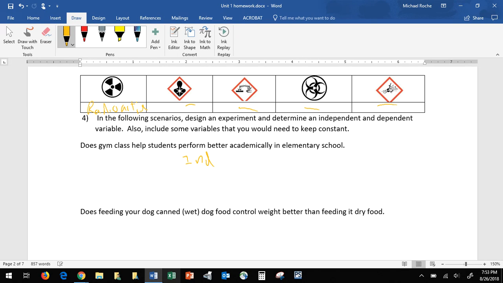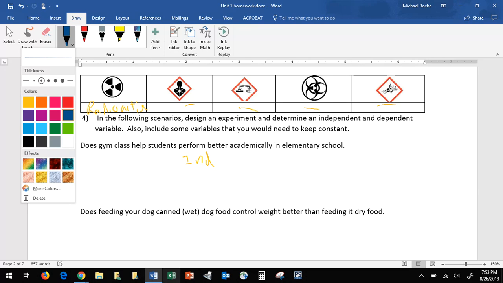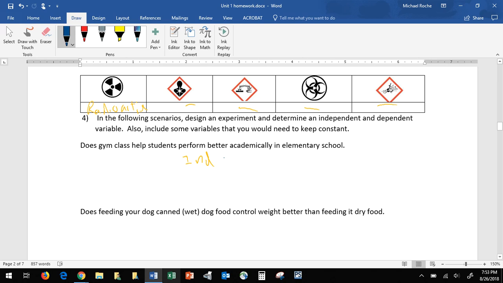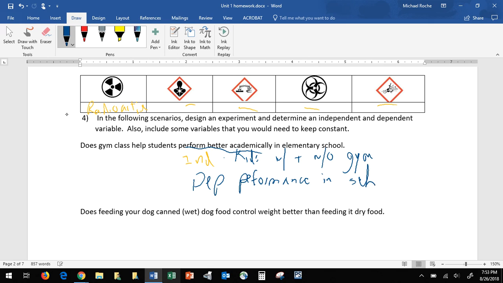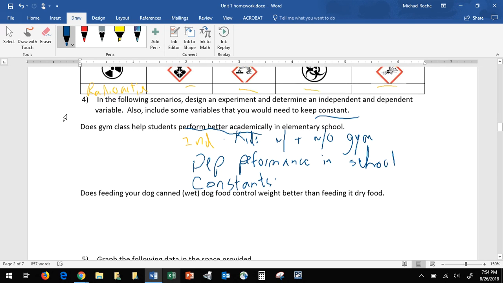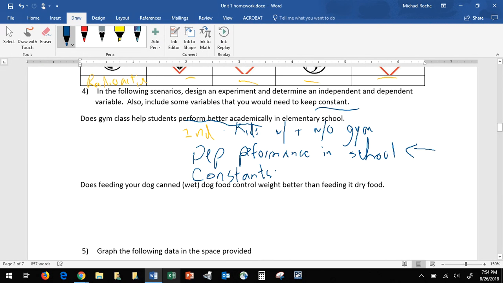All right, so in gym classes, do students perform better academically in elementary school? Your independent variable in this case would be kids with and without gym class. Your dependent would be how they perform academically, performance in school. As far as your constants, your constant variables would be what classes the kids were taking, what they did in gym, how old they were, the male-female ratio, things that aren't going to affect the outcome, so that the only thing you can point to as being the reason for the outcome is whether or not they have gym. That's the goal of keeping things constant.